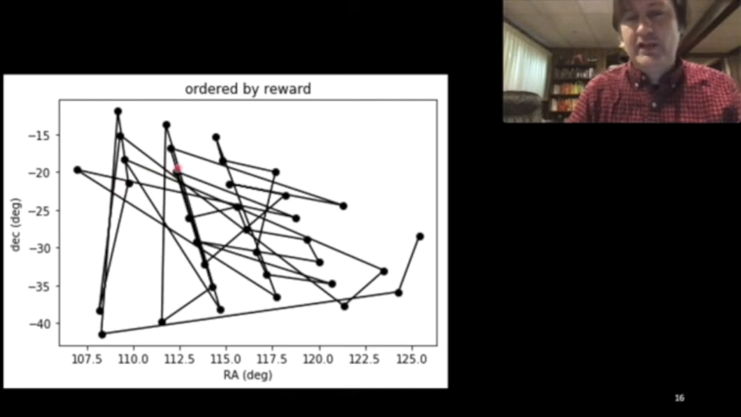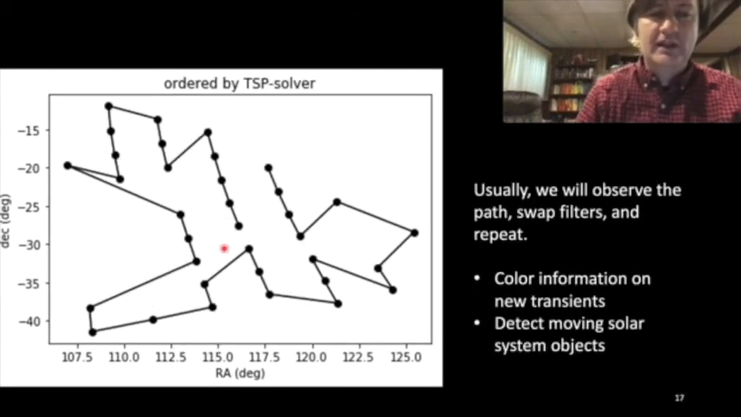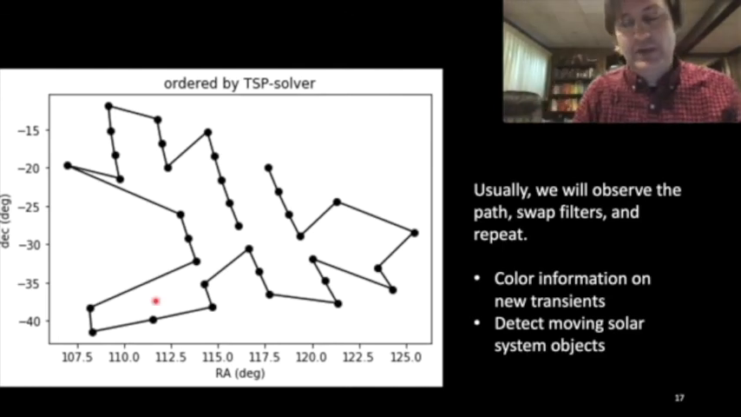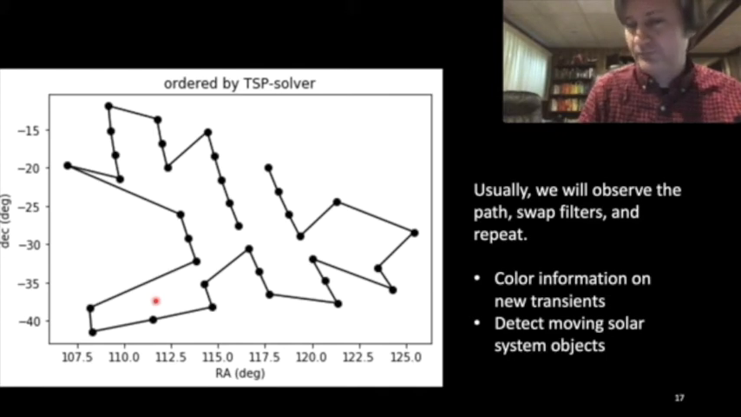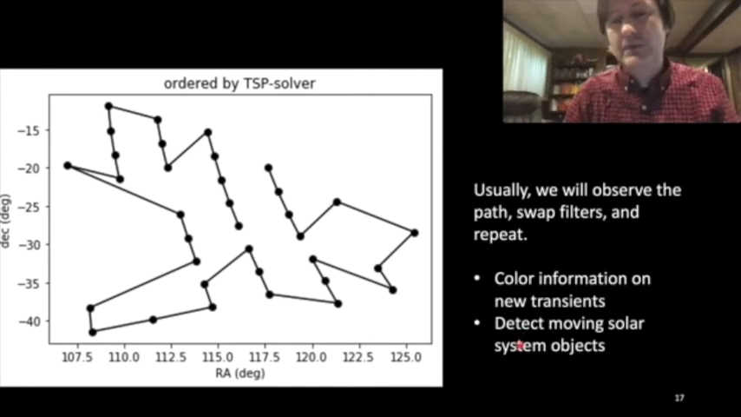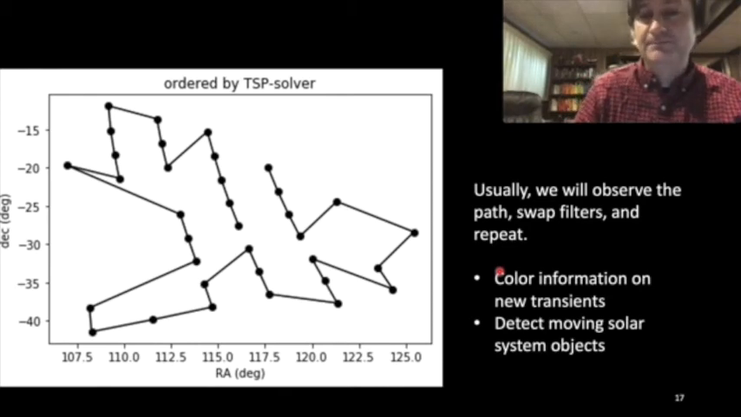If we sort those by how much reward there is, how much we want to observe them, we get a messy pattern like this. So we pass that to a traveling salesman problem solver and get a nice smooth distribution like this. So we've, again, tried to minimize our slew time and go as efficiently as possible. And when we get this list, we're going to traverse this path, swap filters, and traverse it again. That way we get pairs of images separated by about 22 minutes. That's so we can detect solar system objects that have moved, and any new transients that have gone off, supernova explosions, and so on. We'll get color information and not just a single filter.